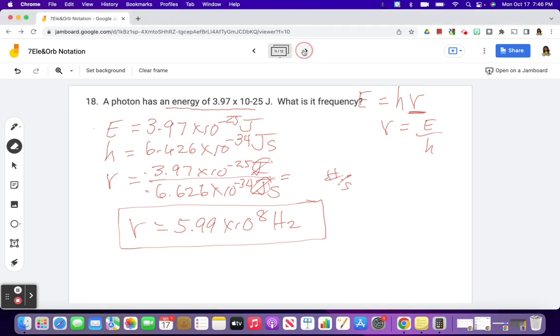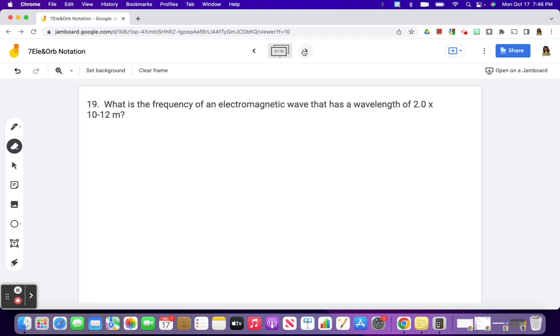Here we have, on the next screen, problem 19. What is the frequency of electromagnetic radiation that has a wavelength of 2 times 10 to the negative 12 meters? Okay. So we write our list of what we've been given. We have been given wavelength, which is 2 times 10 to the negative 12 meters. The question is asking for frequency. Oh, I didn't mean to write the F. I meant to write the little Greek letter for frequency.